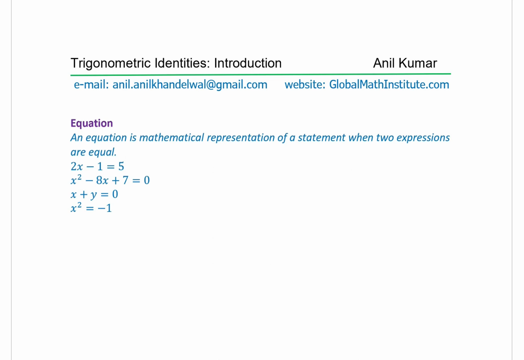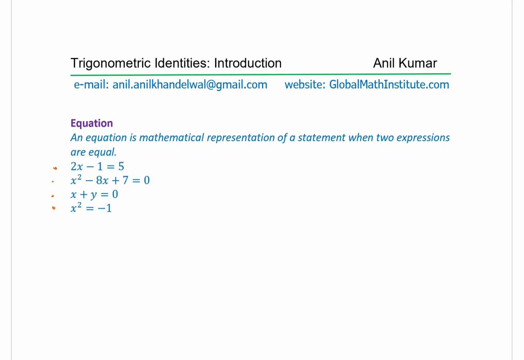An equation is a mathematical representation of a statement when two expressions are equal. Here are examples for you. 2x minus 1 equals 5 is an equation. x squared minus 8x equals 7 is an equation. x plus y equals 0 is an equation. And similarly, x squared equals minus 1 is an equation.